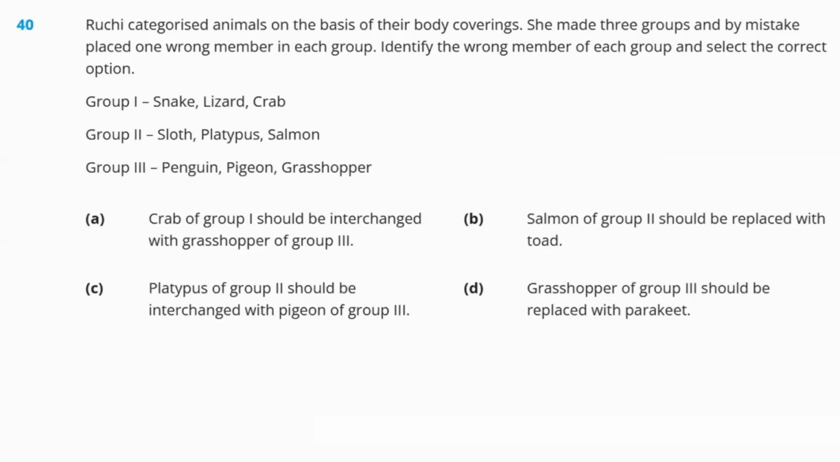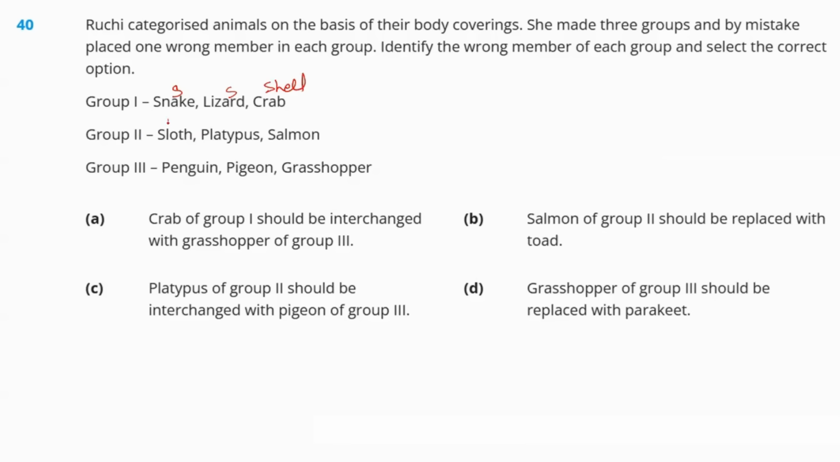Question number 40. Ruchi categorized animals on the basis of their body covering. She made 3 groups and by mistake placed one wrong member in each group. Identify the wrong member of each group and select the correct option. So I will write here, snake is scale, lizard is scale, and crab is shell.